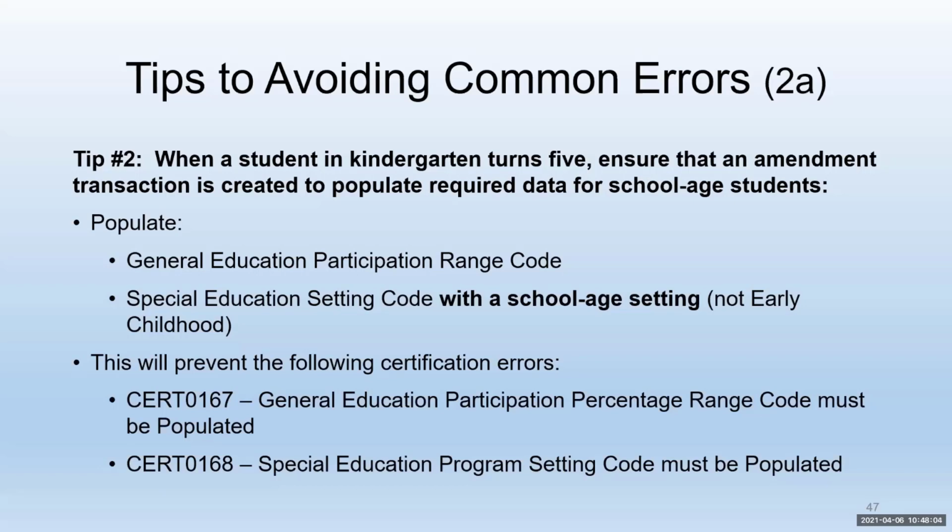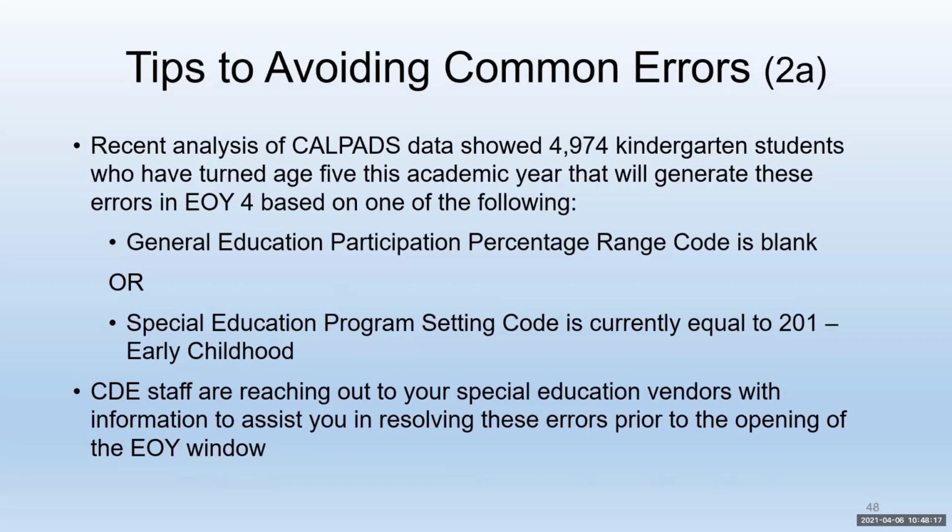But again, do not ignore these warnings because they will come back to haunt you in fall 1 of 21-22. So we're trying to be proactive, and we did an analysis of some of the data and the transactions that are currently in CALPADS. What we found was there are about 700 plus LEAs representing about 4,974 kindergarten students who have turned 5 this academic year, who based on the data that we see in the system now will generate one of those errors, CERT 167 or CERT 168.